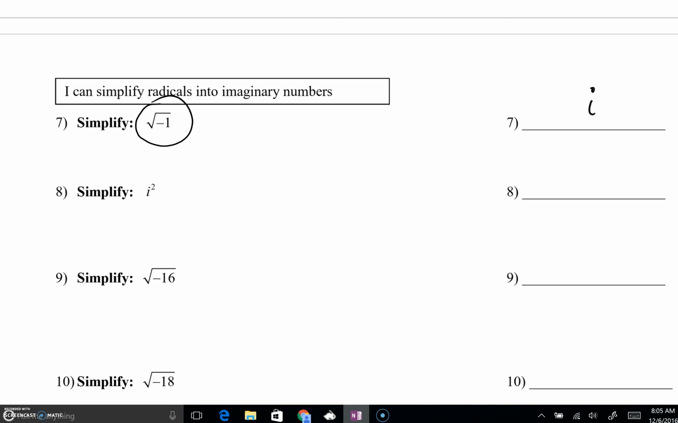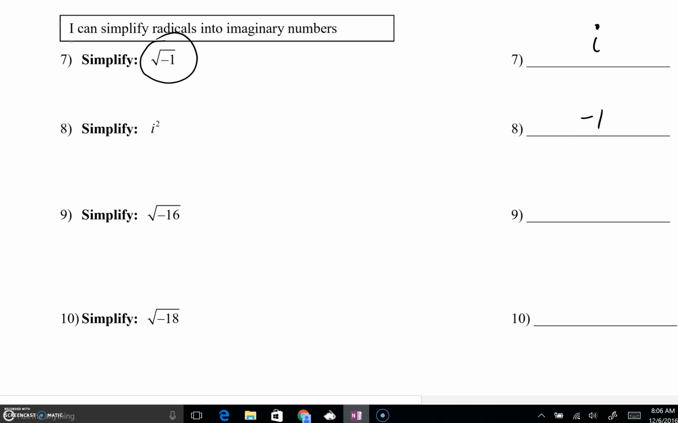Same thing with number 8. i squared by definition is just -1. So we'll be able to get those answers quickly. For number 9, every time you see a negative inside of a square root, pull out an i.